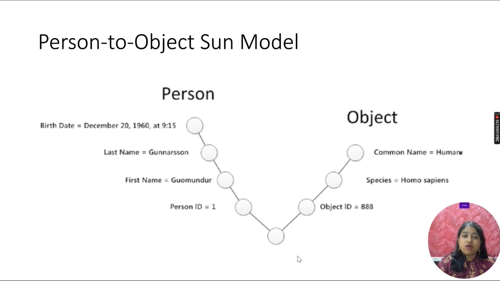Now the person to object Sun model. In the person to object Sun model, we have the person's dimension: ID, first name, last name, and birth date, and we have an object. So we can specify the object that is connected to this particular person. The object will have the object ID, species, and common name.